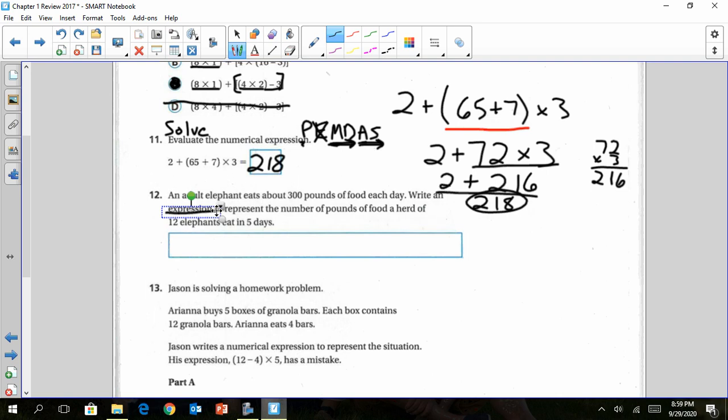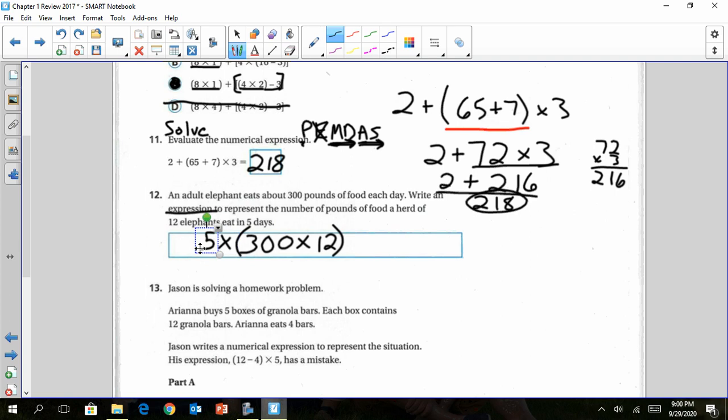So we know that each elephant's going to eat 300 pounds per day. And we're going to multiply 300 pounds by 12 because there are going to be 12 elephants in that herd. And this is going to represent how much food those elephants, the herd of elephants, eat in 1 day. So they eat 300 pounds times 12 in 1 day. And then we want that for 5 days.